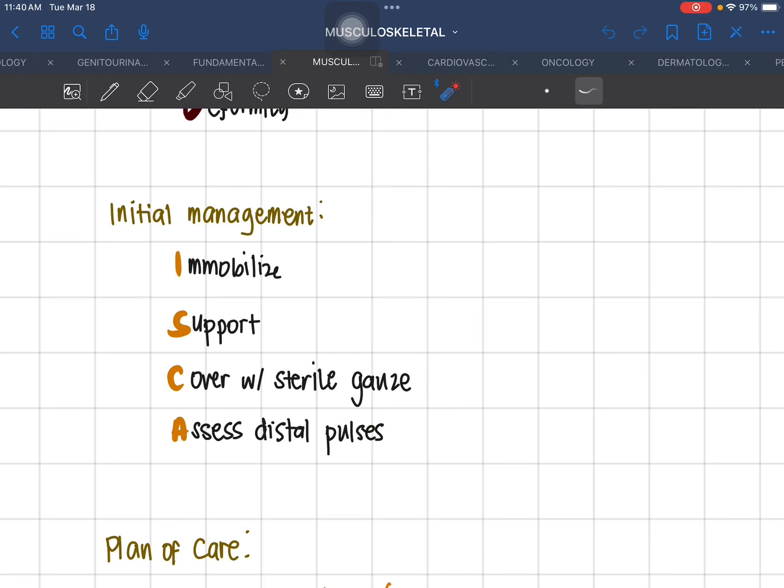Tandaan na ang ipang-cover mo ay dapat sterile gauze. Sterile gauze. And lastly, A, assess mo yung distal pulses. Ulitin natin na ang initial management sa fracture, first is to immobilize, second is to support or splint, third is to cover. Iko-cover mo siya para wala nang pumasok na infection. Cover with sterile gauze. And lastly, assess the distal pulses.